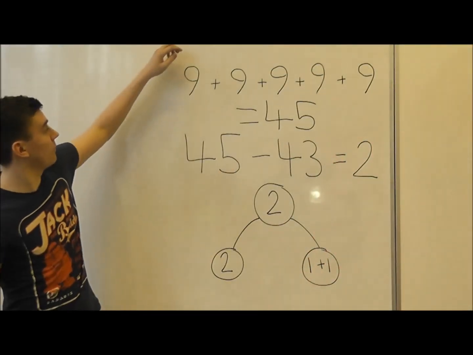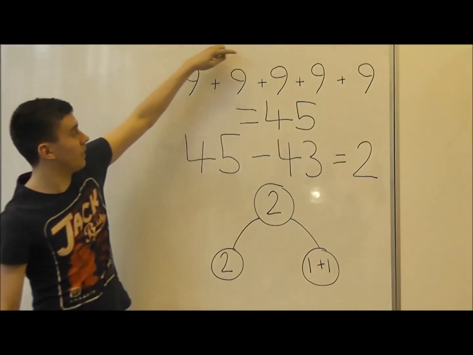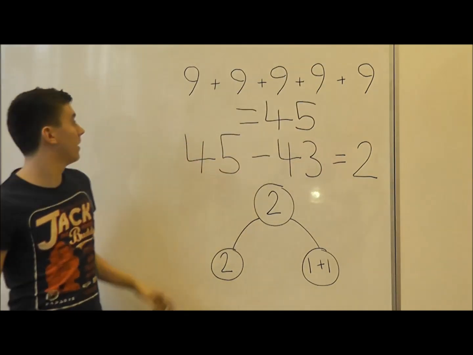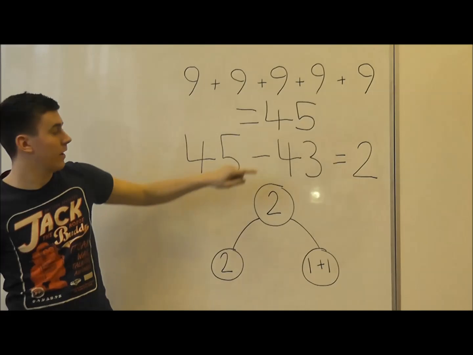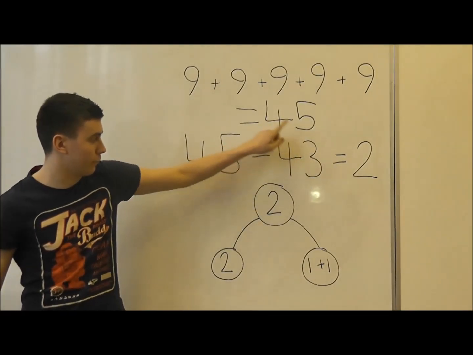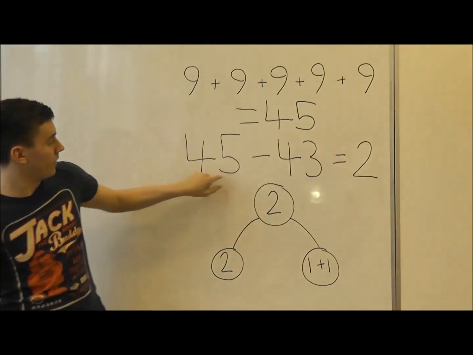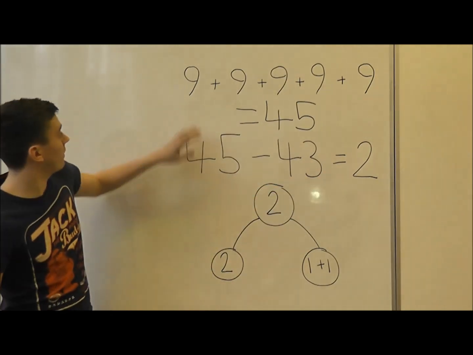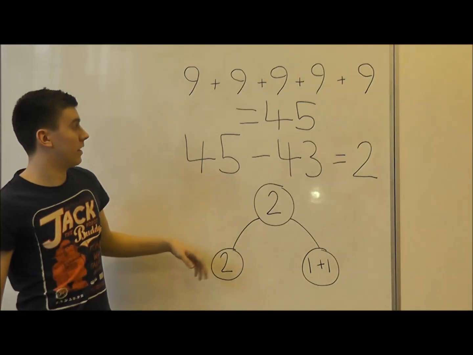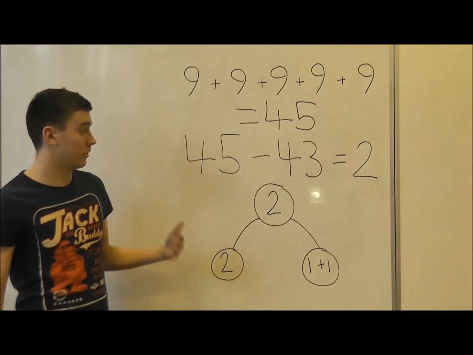The maximum possible 5-digit number you could have would be 99,999. And you can see the sum of these digits, the 5 nines, adds up to 45. Our target sum of the digits was 43. So if we do 45 take away 43, we're left with 2. 2 is the number that we need to take away from these digits to be left with a 5-digit number that would sum to 43.